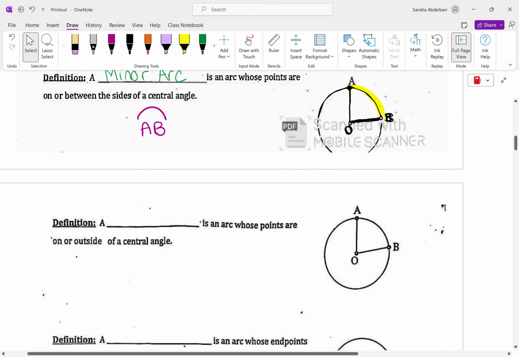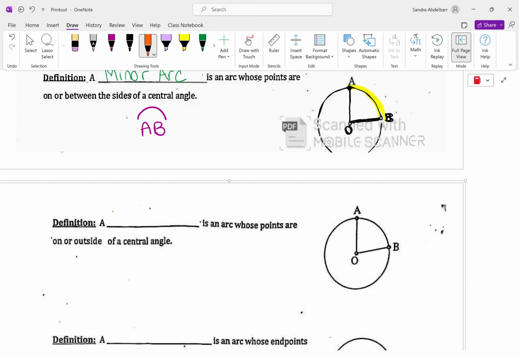All right, a blank is an arc whose points are on or outside of a central angle. This is a major arc. A major arc is an arc whose points are on or outside of a central angle. And what does that mean? Well, do you see how there's a path from point A to point B? The short path from point A to point B is the minor arc. But isn't there a longer path from point A to point B also? The longer path from point A to point B, that's called the major arc.